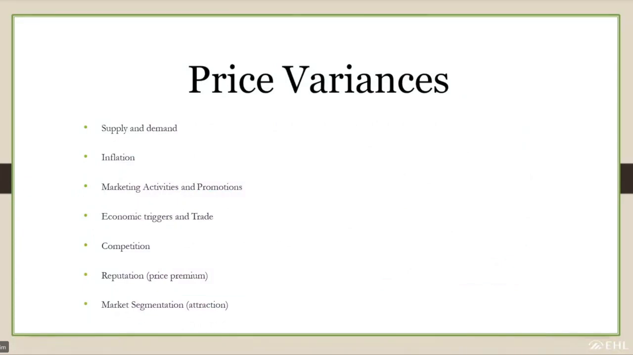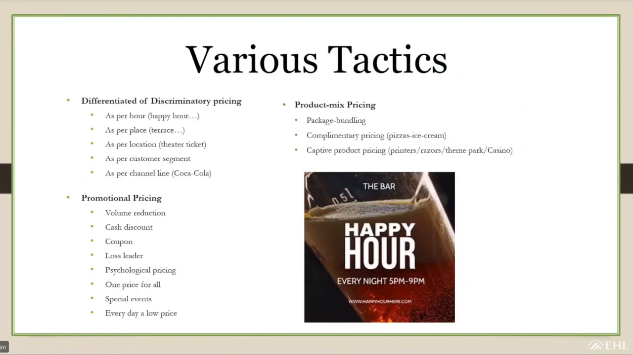Perfect. And that's the variances. Then you have different tactics, obviously, depending on what you want. Discriminatory pricing, where happy hour is a very popular example. Promotional pricing, which is the cash discount, where you get coupons, etc. Product mix pricing. Basically, just have a quick read through it. It's to understand what the different tactics can be.